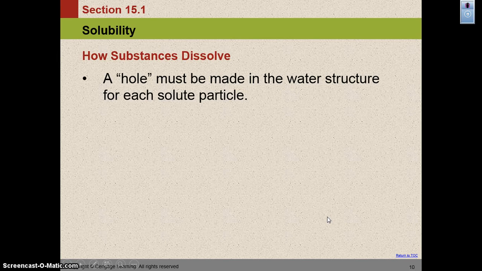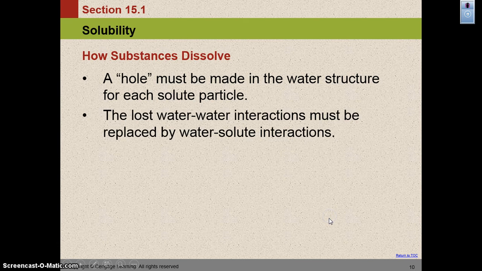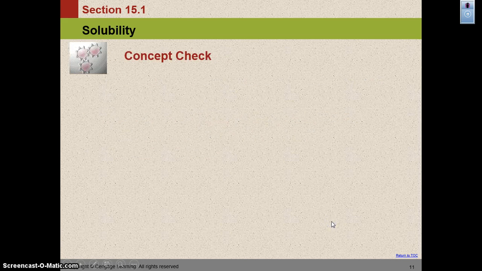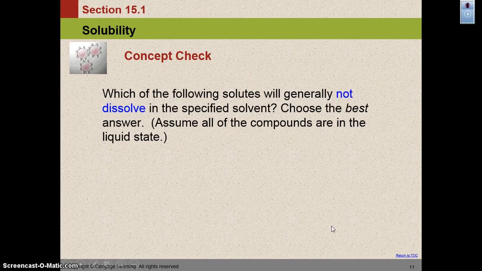So in order for a substance to dissolve, a hole must be made in the water structure for each solute particle. And the lost water-water interaction must be replaced by a water-solute interaction. Otherwise, water is just going to be attracted to itself. Remember that like dissolves like, and that will help you answer some of the questions that are coming up.